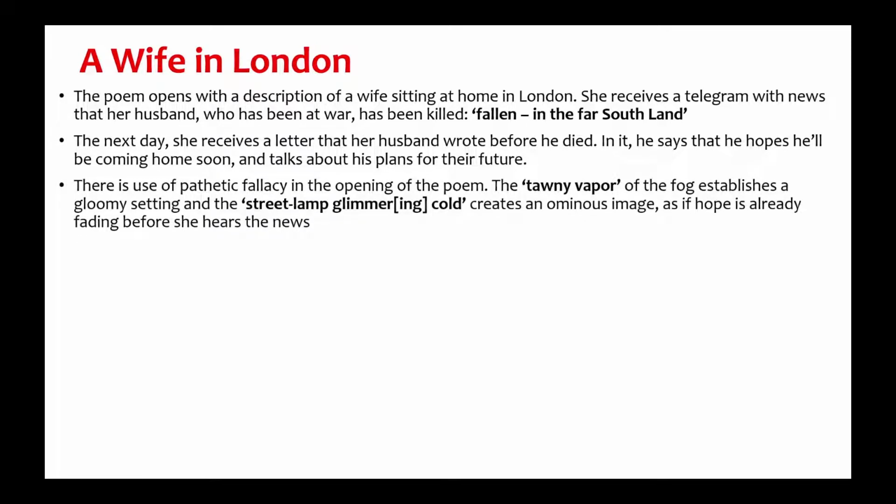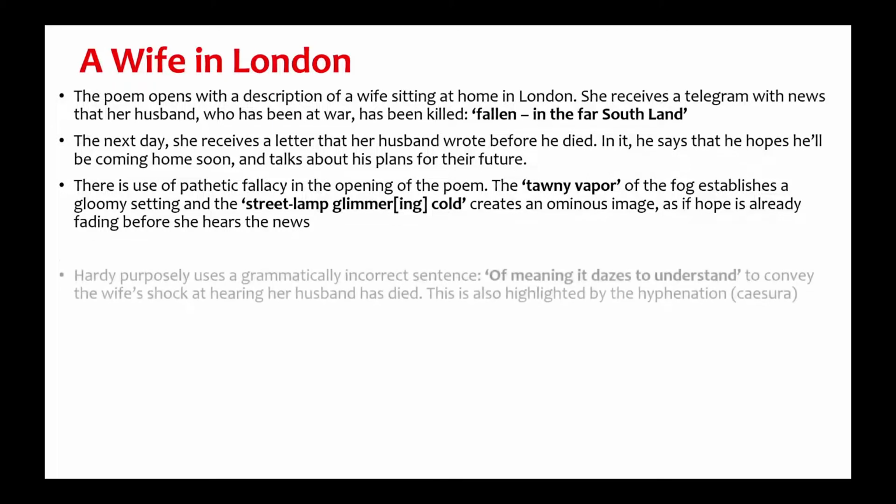The poem makes extensive use of pathetic fallacy. We hear about the tawny vapour of the fog at the start of the poem, which immediately establishes a quite gloomy setting. And we also hear of the street lamp that glimmers cold. Now, this adjective cold has connotations of both death and a lack of emotion. And this is quite an ominous image, and it almost suggests that hope is already fading before she even hears the news. So the setting is really, really important to this poem.